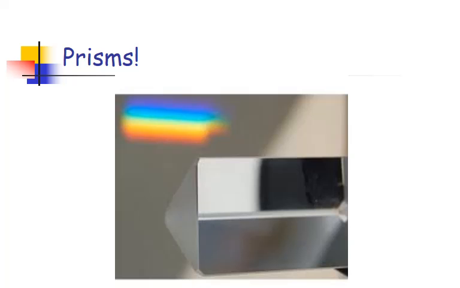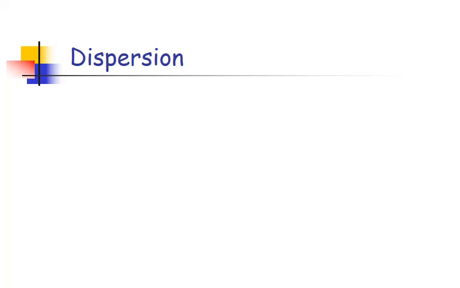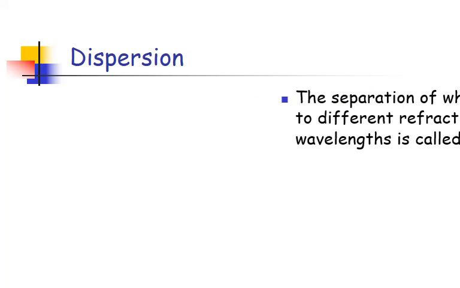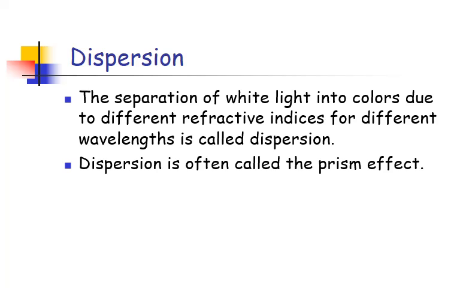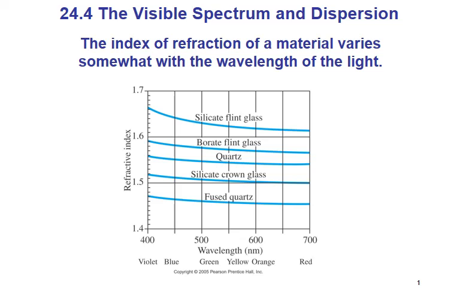All right, so prisms are kind of neat. Light's passing through, and you see the rainbow of colors there. And it's important to know why that happens. The reason for this is called dispersion, and that's because different wavelengths of light have different refractive indexes. Dispersion is also called the prism effect.